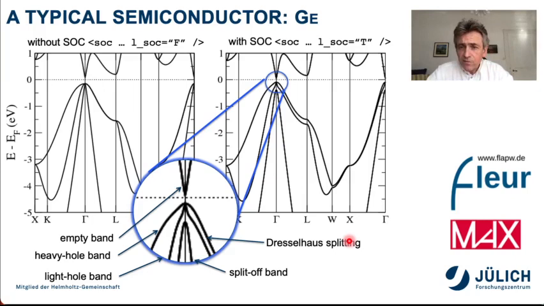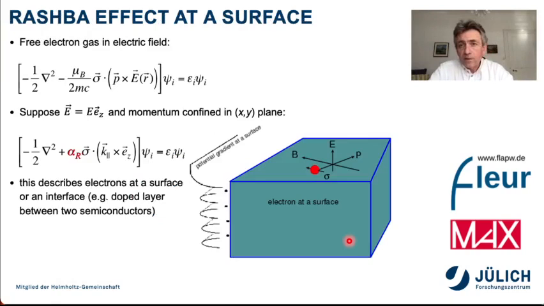Now this germanium has inversion symmetry, but in systems without inversion symmetry we can observe even stronger spin orbit coupling effects, and one of them is the so-called Rashba effect. It's a very prominent effect on every surface, because on the surface you have of course always a broken inversion symmetry, and this leads to an electric field which points perpendicular to the surface. And now an electron that moves in this electric field with a certain momentum P sees this electric field as a magnetic field.